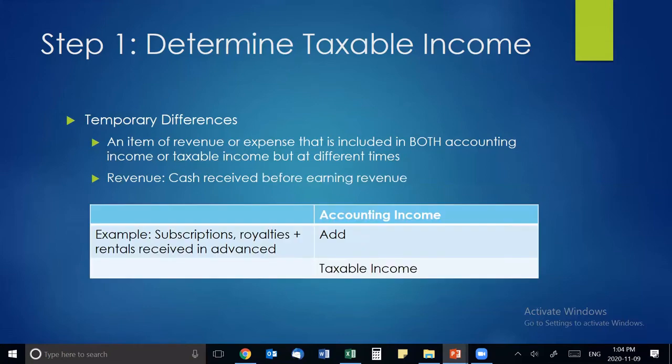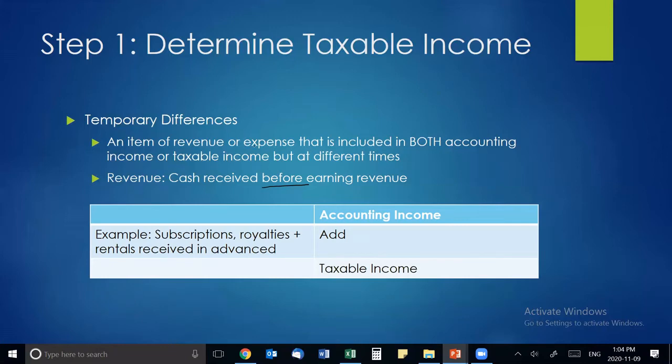Okay. And then let's look at the other side of things where cash is received before earning the revenue. Okay, so cash is received before earning the revenue. So examples of that would be like subscriptions, royalties, rents, rental received in advance, like a prepaid rent or something that you as a landlord are receiving. Okay? So let's just look at what the journal entry for that would be.